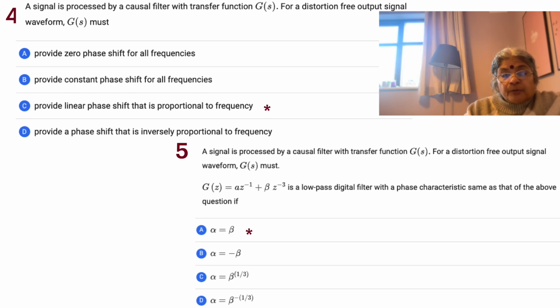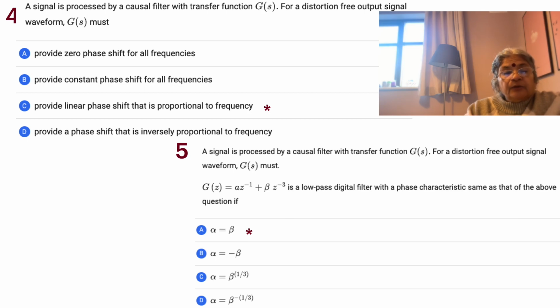Okay, a signal is processed by a causal filter with transfer function G(s). For a distortion-free output signal waveform, G(s) must be, okay, so G(s) is given as G(z). Of course, that's why this question is put in this session. So G(z) is equal to alpha z raised to minus 1. So what is happening is, this is the shift that is happening. Multiplication by alpha and a shift by z raised to minus 1 is also called a delay unit, as you very well know.